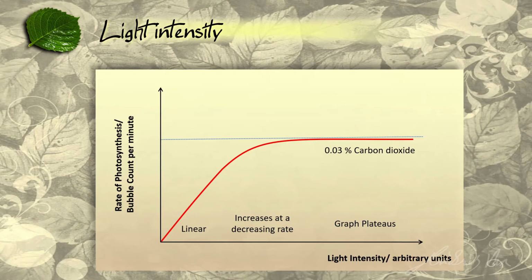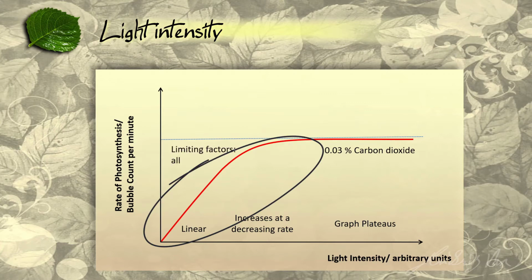During the linear increase and the increase at a decreasing rate part of the graph, all the factors are limiting factors. But of course, we can't really tell whether temperature is a limiting factor in this case because I did not state what the temperature is. So this might be 20 degrees Celsius, which is not the optimum temperature of the enzyme. So temperature will be a limiting factor.